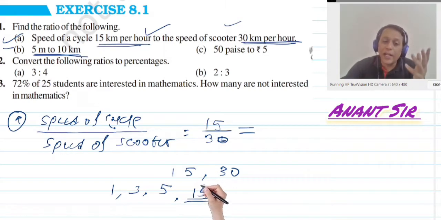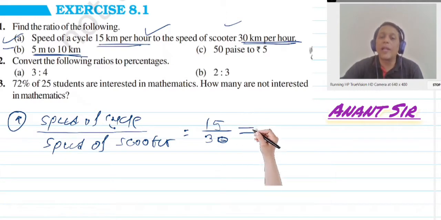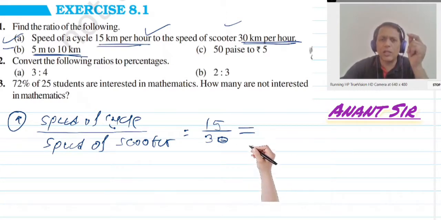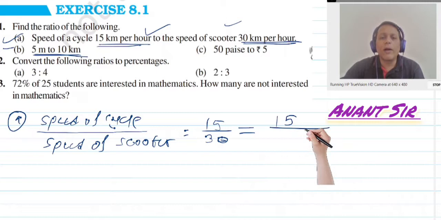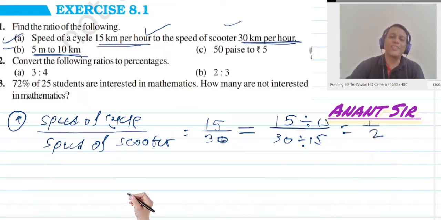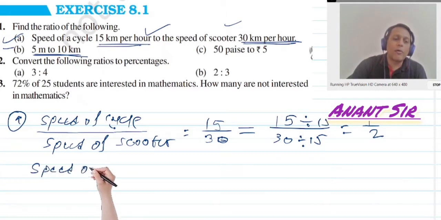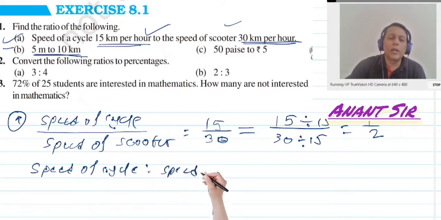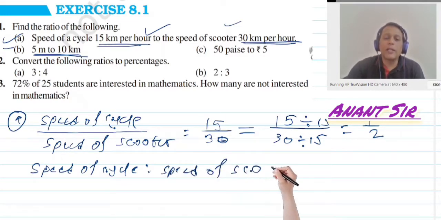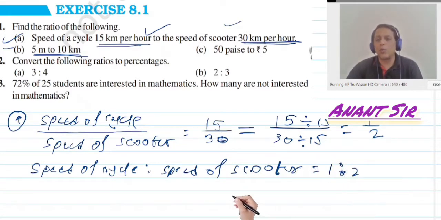Now which is the greatest of them? 15. So if you divide both numbers by 15, you will get the answer in a single step, okay. So you divide both terms by 15. 15 ones are 15, 15 twos are 30. So this is your final answer, friends. You write this as speed of cycle is to speed of scooter. You have to write the answer in the form of a ratio, okay, equal to 1 is to 2. This is the ratio, 1 is to 2.